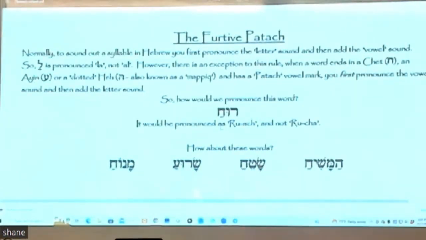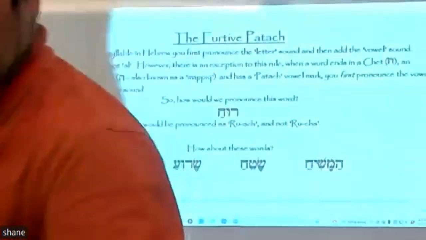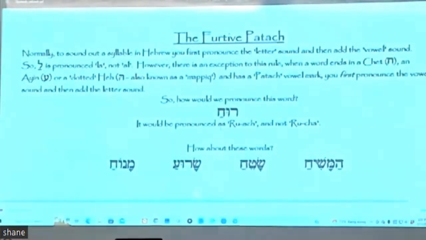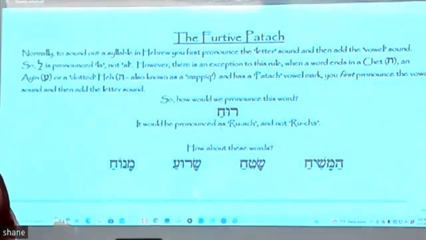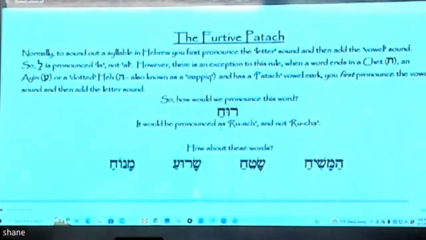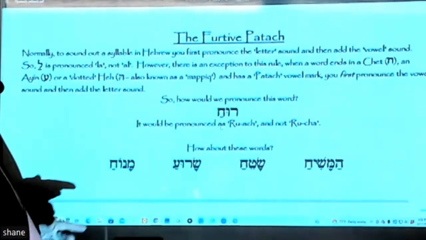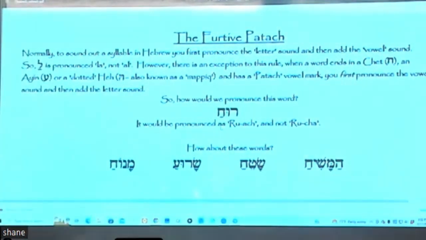All right. So we're going to go ahead and get started. Like we said earlier, we're on the last page of our little packet here. So we're going to jump right into it. If you look at the top, it's talking about a thing called the furtive patach.